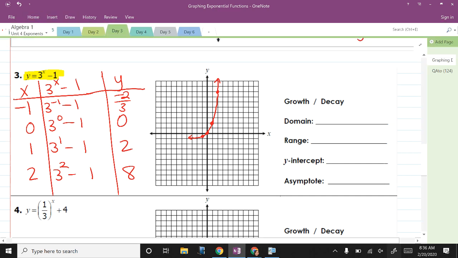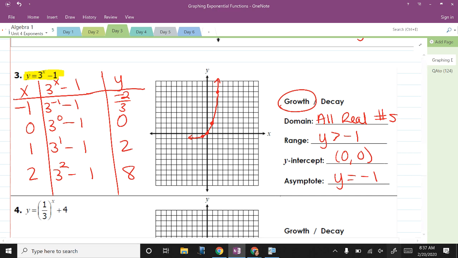So is this one a growth or a decay? Growth. So our domain is what? All real numbers. Now my range is my y values. Where are my y values at? Greater than negative 1. So that means my asymptote is what? y equals negative 1. And what's my y-intercept this time? The origin, which is (0, 0). Getting easier? That's a little time consuming, right, doing the table? But is this part getting easier? Good.